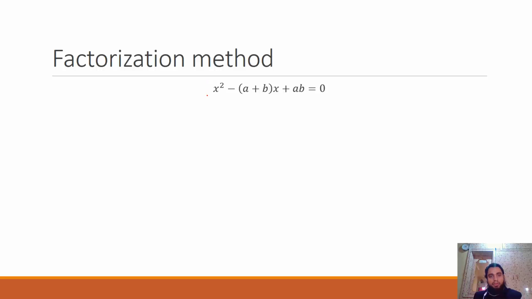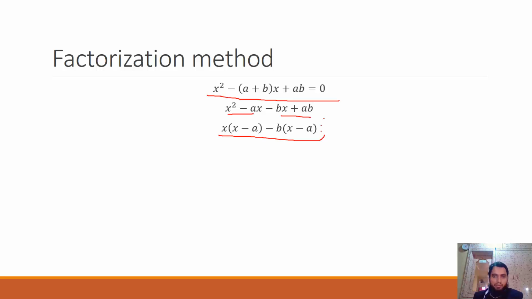As I have discussed with you, this is a quadratic equation. Let us break this bracket out. We will end up with x square minus ax minus bx plus ab. Taking x common from these two terms, and minus b common from the other two terms, we reach x into (x minus a) minus b into (x minus a). Now we take x minus a as common, and we reach (x minus a) into (x minus b) is equal to 0.